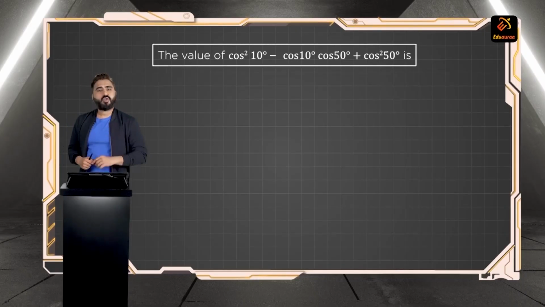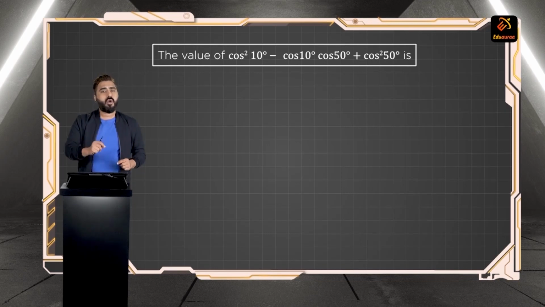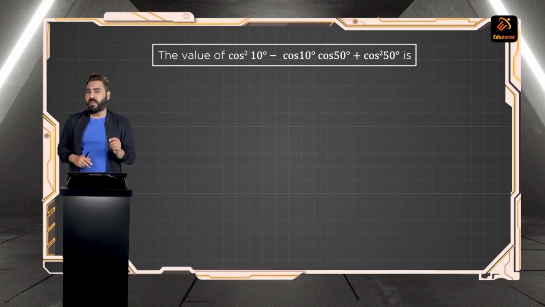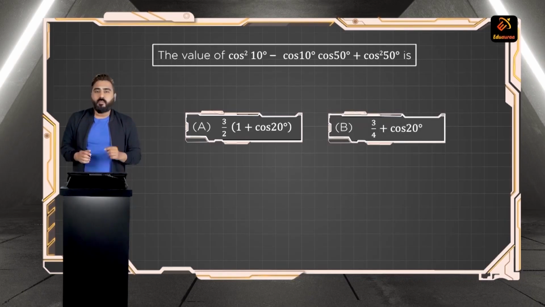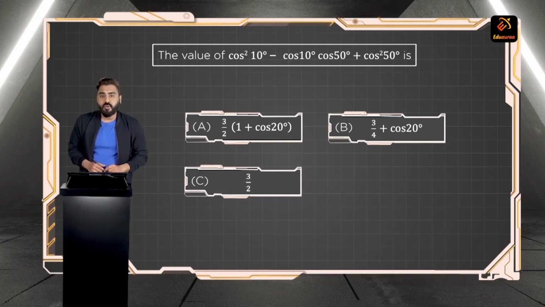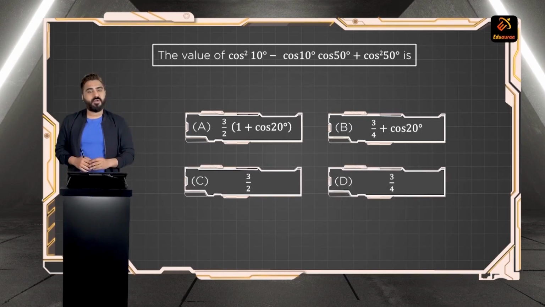Now students, moving on to the next MCQ. The next MCQ is: the value of cos square 10 minus cos 10 into cos 50 plus cos square 50 is, let's check our options. Option A, 3 by 2 into 1 plus cos 20. Option B, 3 by 4 plus cos 20. Option C, 3 by 2. And option D, 3 by 4.